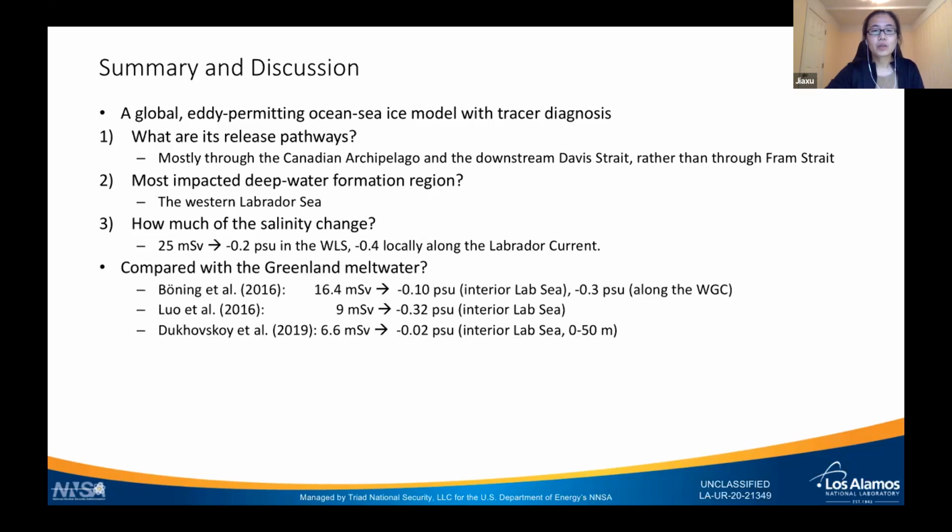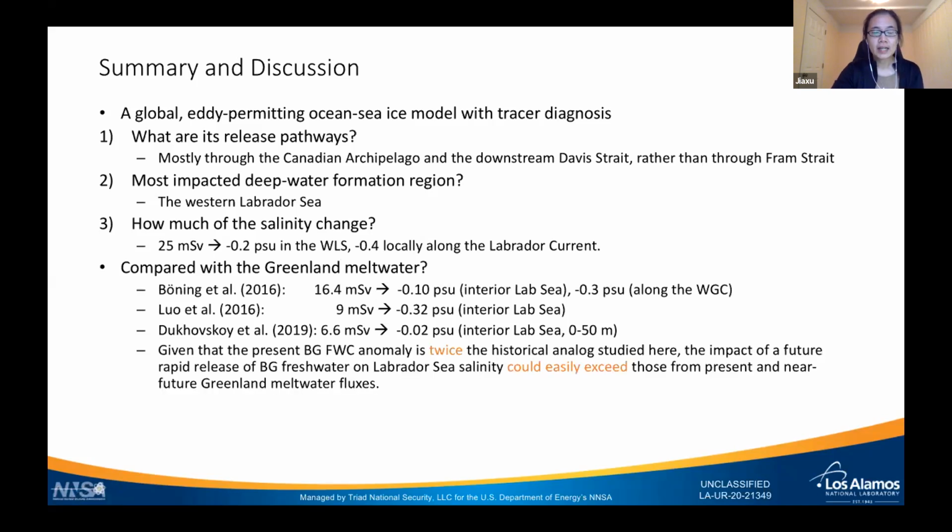We want to put our values into a bigger context and see how large or how small it is compared with the Greenland meltwater. We found 3 excellent research papers, and all of them are using a high-resolution model for the Greenland meltwater. These are the numbers they find. I won't repeat all the numbers, but you can see that our number is almost the same order of magnitude as the Greenland meltwater, maybe even slightly higher.